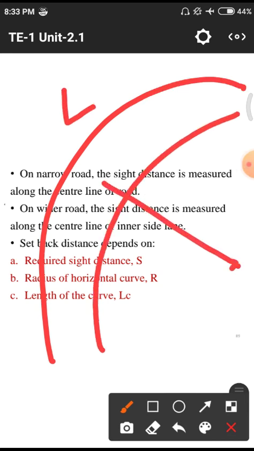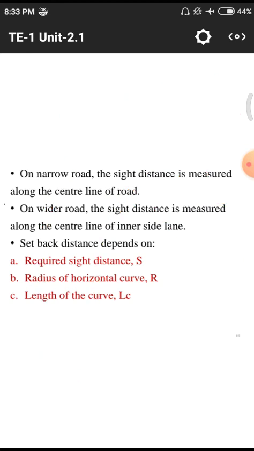This is the radius of the curve. This is the difference between the radius of the horizontal curve and the length of the curve. Radius is from the center point. Length means from one end to the other end of the curve, that is called the length of the horizontal curve. From the center point, that is the radius. Those two things differ according to their nature.